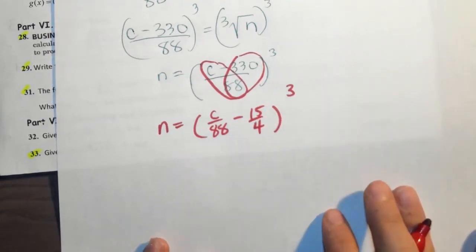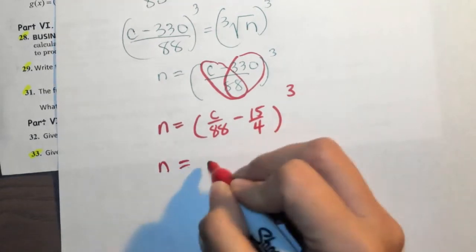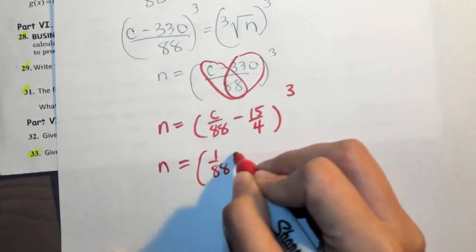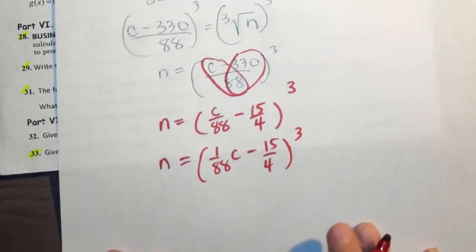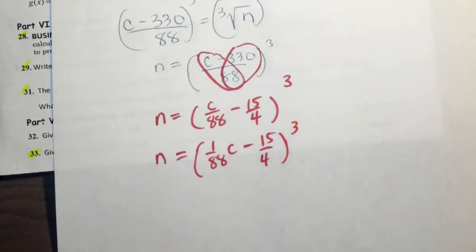So you can write it like this. Another way you can write it is 1 over 88c minus 15/4 cubed. All these are mathematically correct, just different forms to write it. And that's it, guys. That's the answer number 29.